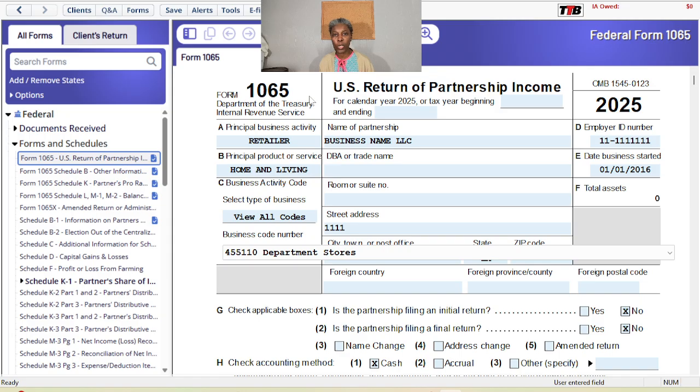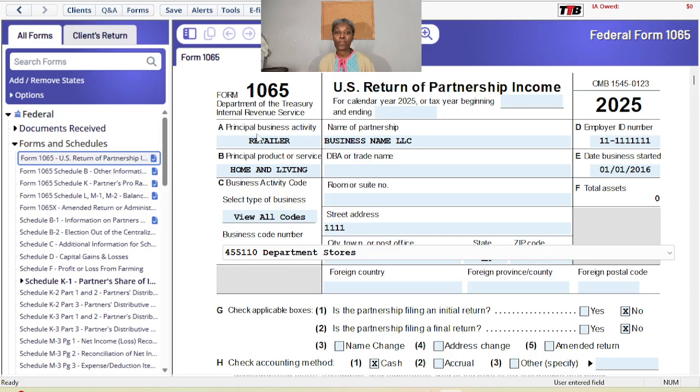So I'm going to talk about this as an LLC, multi-member LLC, required to file Form 1065. So for 2025, you put your name in the name section, and here we are using business name LLC.